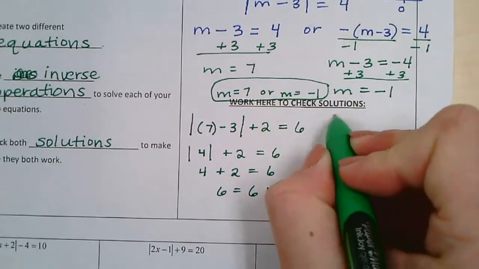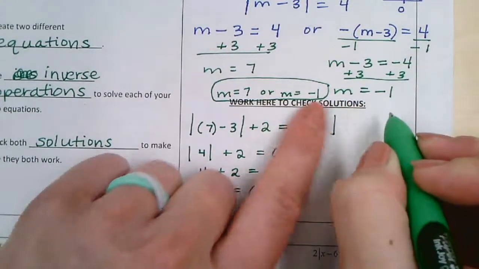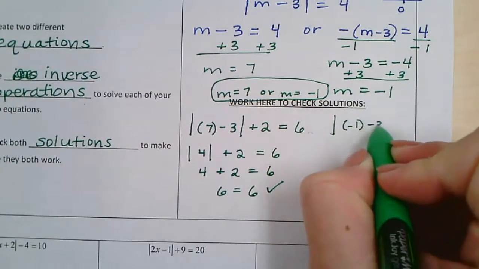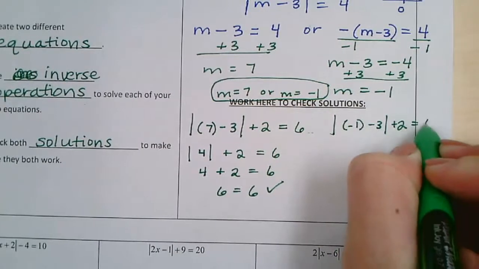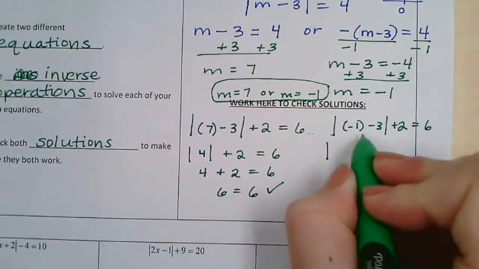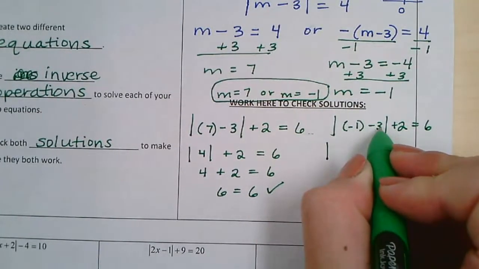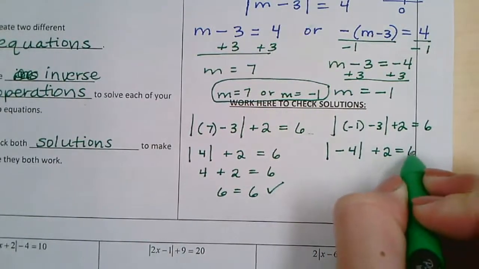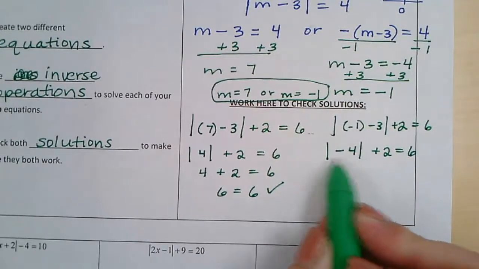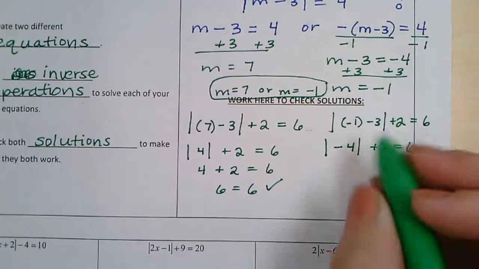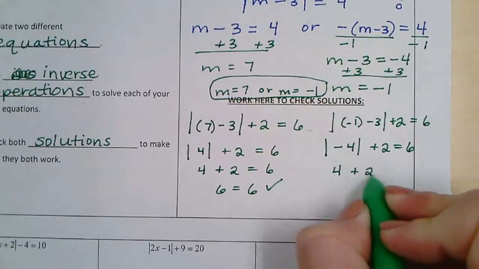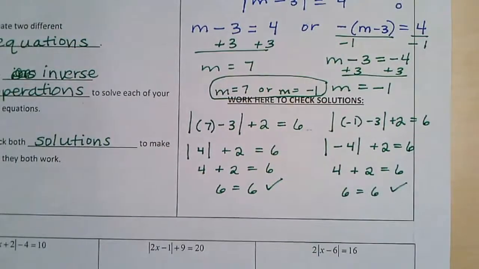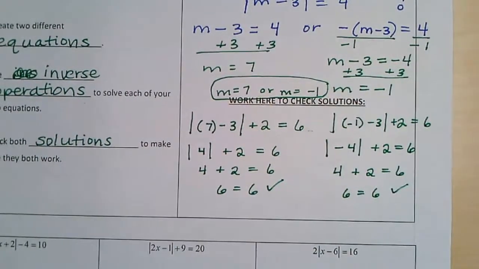My second one, absolute value, and this time I'm plugging in my negative 1. So I have the absolute value of negative 1 minus 3. That gives me negative 4. The absolute value of negative 4, distance from 0, is positive 4. And 4 plus 2 is 6. So yes, both of our solutions checked off.